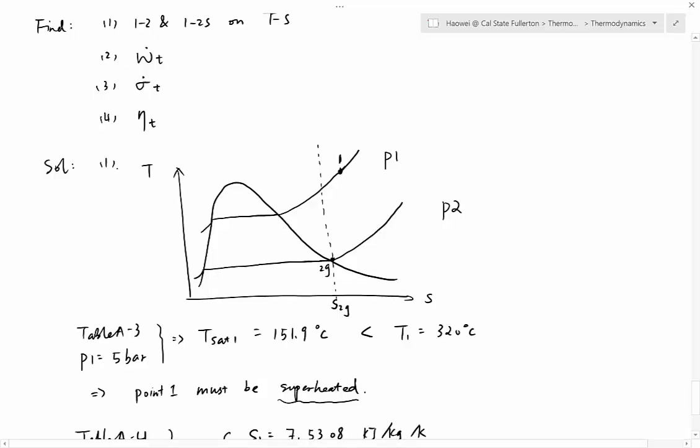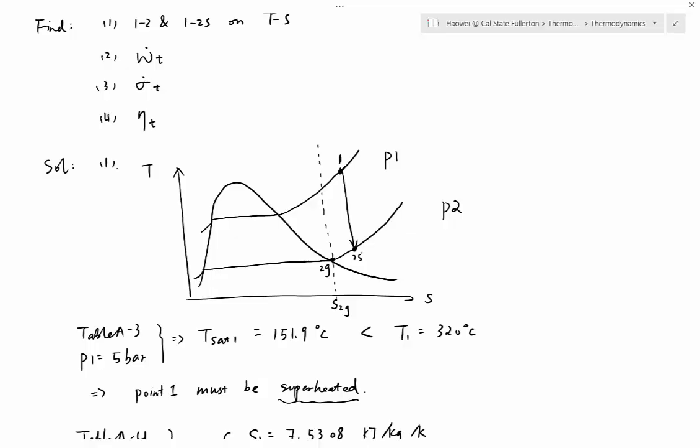How do we locate point 2s? 1 to 2s is isentropic, so it has to be a vertical line. So 1 to 2s is very straightforward. You just draw a vertical line and go straight down, and that will be your point 2s. So now we've done point 1 to 2s.